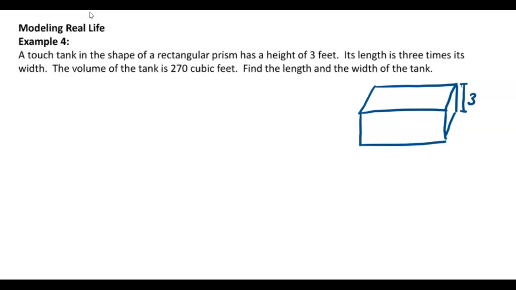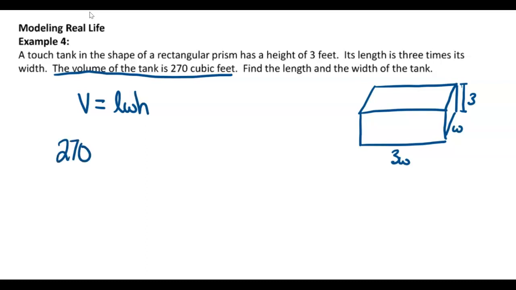Its length is 3 times its width. So if its width is W, its length is 3W because it's 3 times the width. The volume of the tank is 270 cubic feet. So think about how you find the volume of a rectangular prism. You do length times width times height. The length is 3W, the width is W, and the height is 3. So if we multiply that together, 3W times W times 3, that's 9W squared.